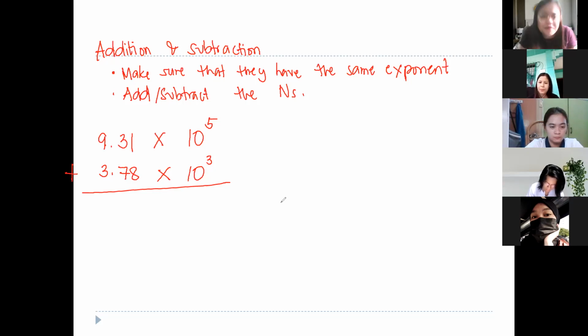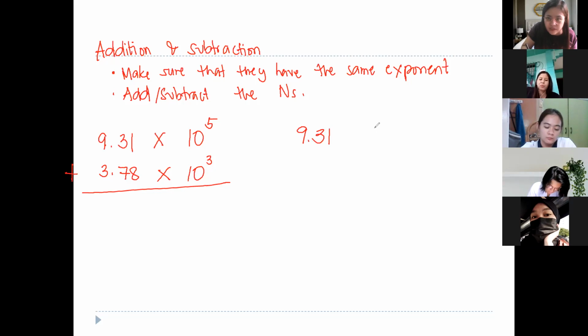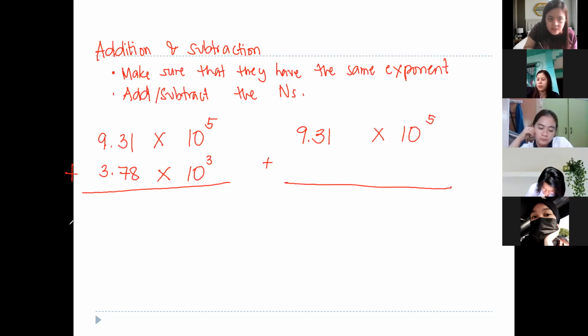So first, we need to make sure that they have the same exponent. As much as possible, class, the larger given stays as is, we will not adjust it. Just like this one, since the exponent is positive, the larger number here is 9.31 times 10 raised to the power of 5. What we will adjust is the smaller given, that is 3.78 times 10 raised to the power of 3.